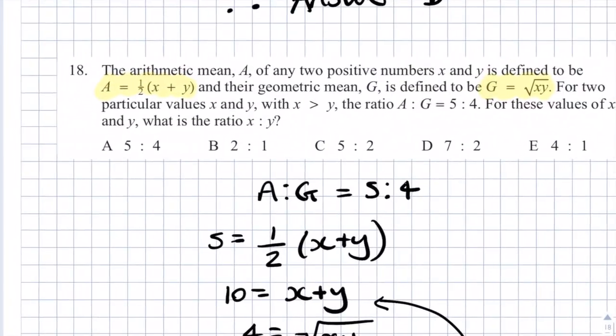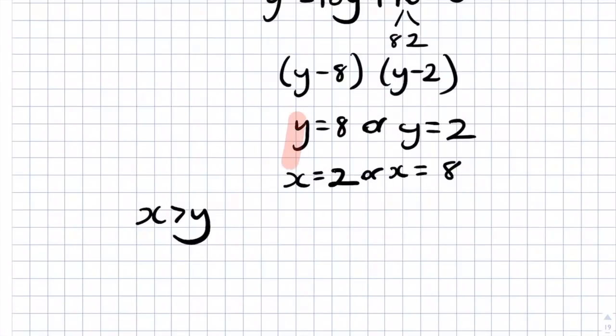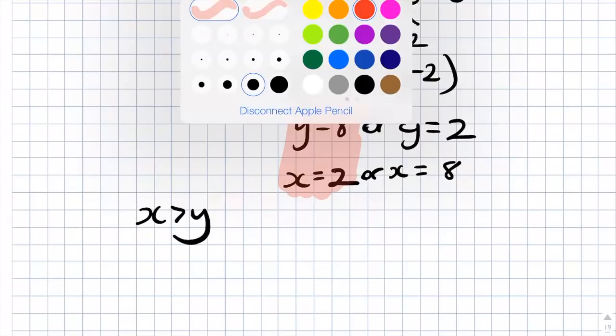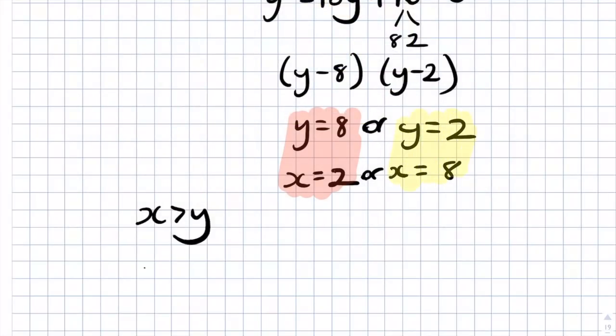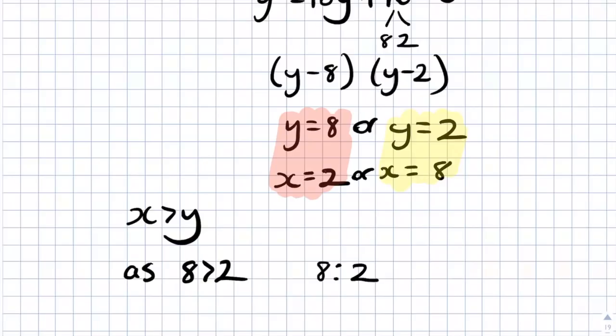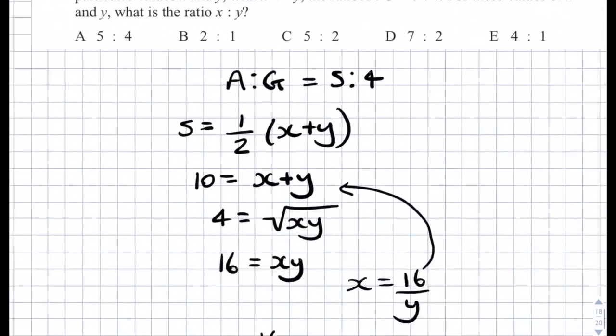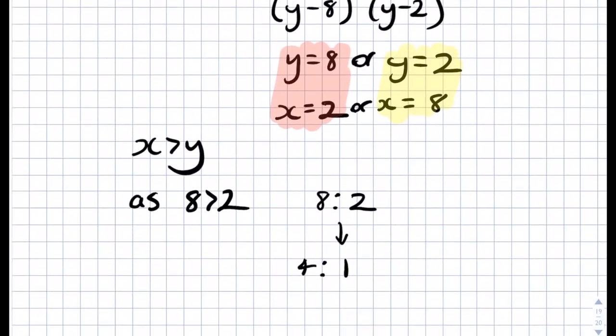Now, the question says that for two particular values x and y, with x being greater than y. That means this statement is no longer true under that result, but this one is. So as 8 is greater than 2, we can write the values of x to y in the ratio 8 to 2, and of course this simplifies to the ratio 4 to 1, which is our answer E. So our final answer is E.